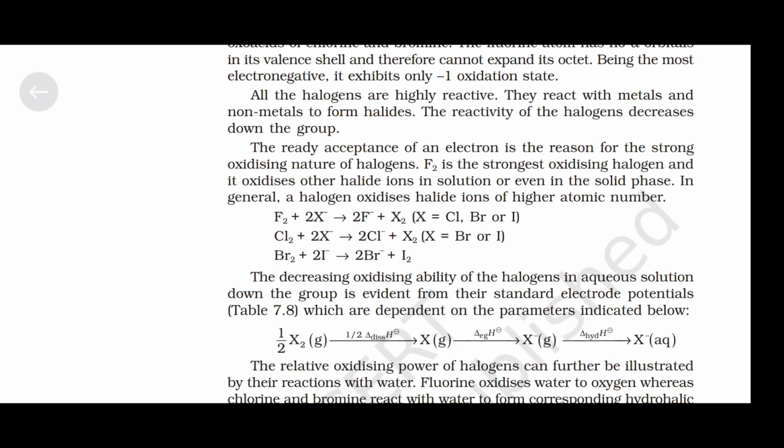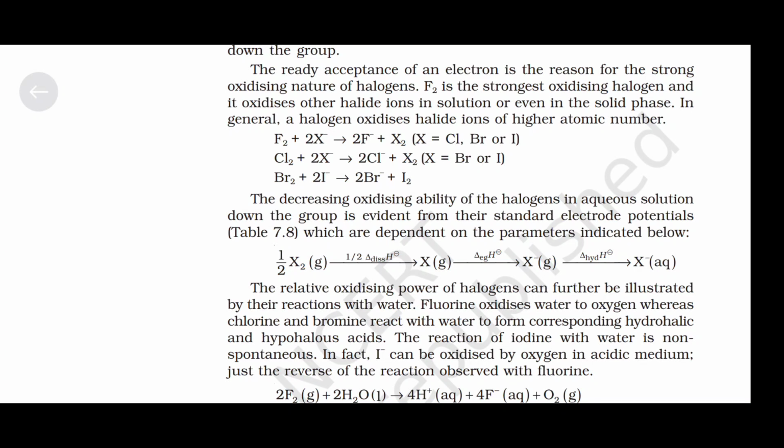All the halogens are highly reactive. They react with metals and nonmetals to form halides. The reactivity of the halogens decreases down the group. The ready acceptance of an electron is the reason for the strong oxidizing nature of halogens. F2 is the strongest oxidizing halogen and it oxidizes other halide ions in the solution or even in solid phase. In general, a halogen oxidizes halide ions of higher atomic number.